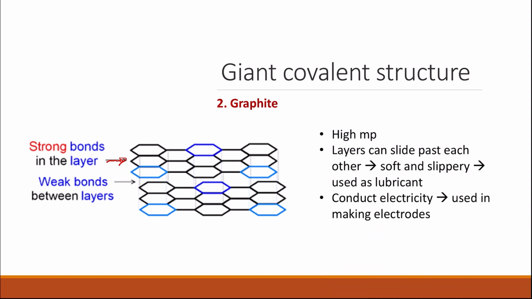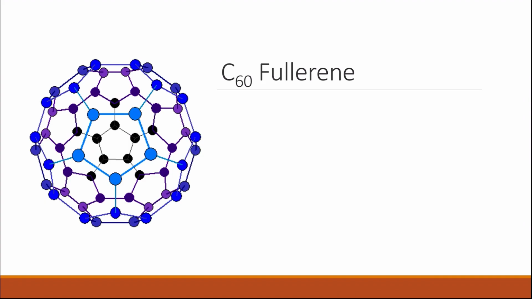Because each carbon atom only forms three covalent bonds, they only share three electrons out of the four electrons in the outer shell. There is one free electron that can be delocalized for each carbon atom within the structure. And these electrons can easily move between the layers or between the sheets. So graphite can conduct electricity, and it's very useful in making electrodes.